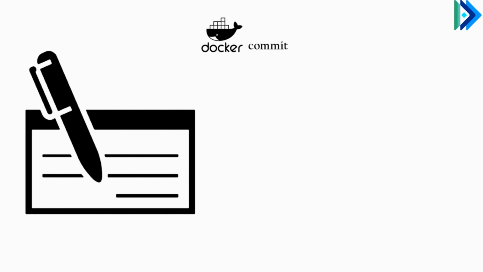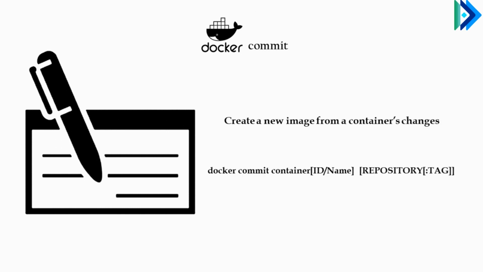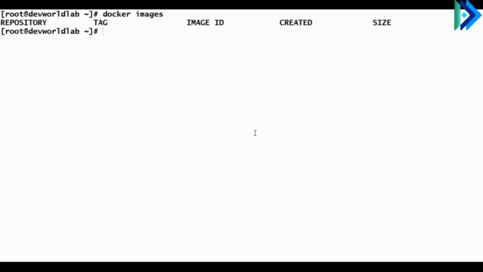Docker commit creates a new image from a container's changes. Usage: docker commit container ID or name repository:tag. Instead of repository:tag, we can use a new image name. Let's see how to create a new image using container changes.